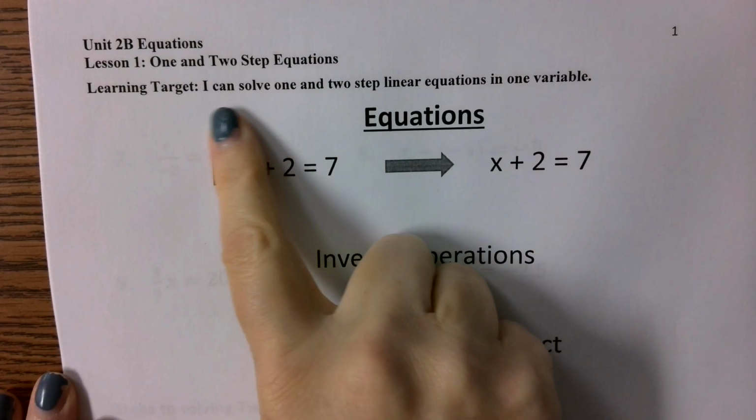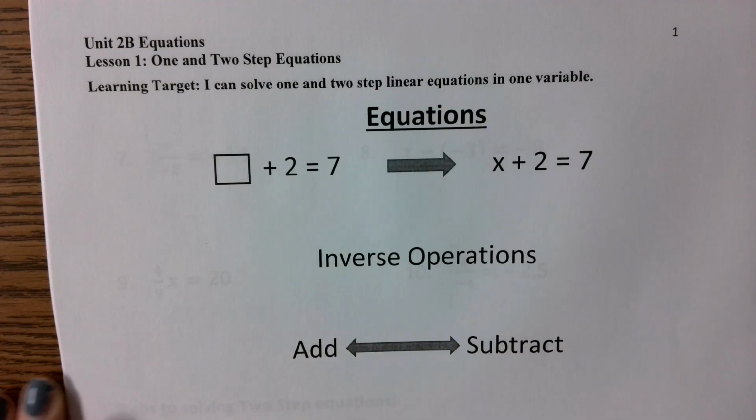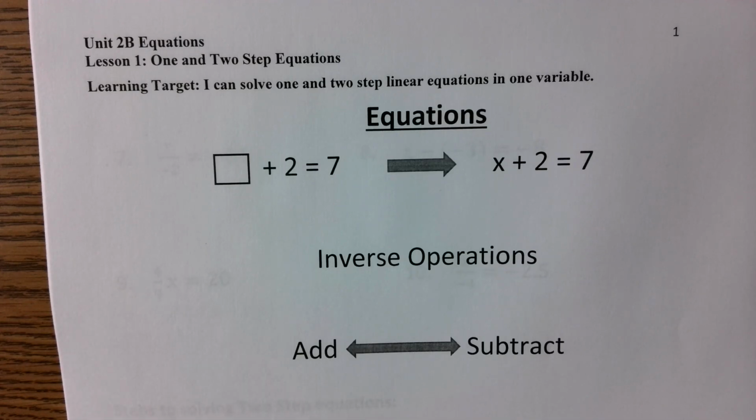Okay, so we're going to focus today on just the 1 and 2 step linear equations. And when we say linear equations, this means that if you were to graph it, its graphic representation would be a straight line. It means that it has absolutely no exponent on your variable. That's what makes it a linear equation.